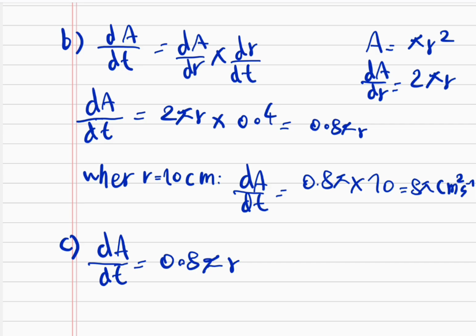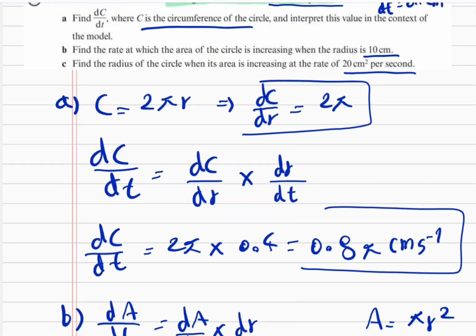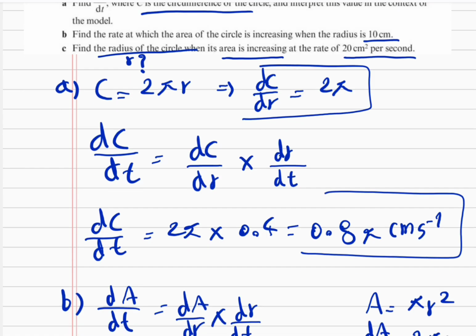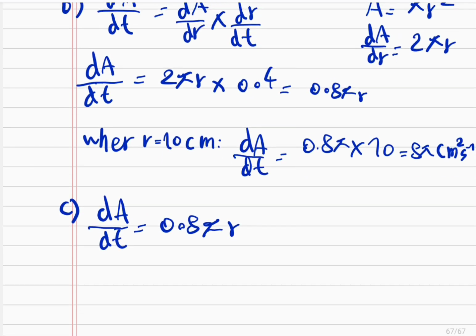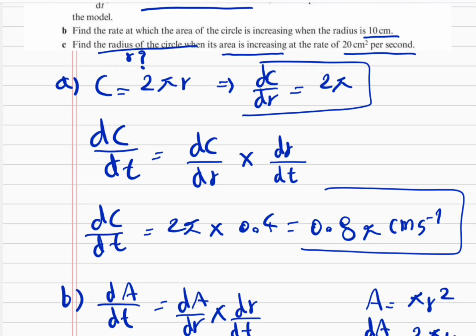This is the rate of change of the area with respect to time. Okay, now what the question is saying here is: find the radius of the circle. So radius is the unknown in this question. When its area is increasing, this is about the rate of change of the area, or dA/dt, at the rate of 20 centimeters squared per second. So essentially it's saying that when dA/dt is equal to 20, what is the value of r? It's basically asking to find the value of r when the rate of change of the area is 20 centimeters squared per second.